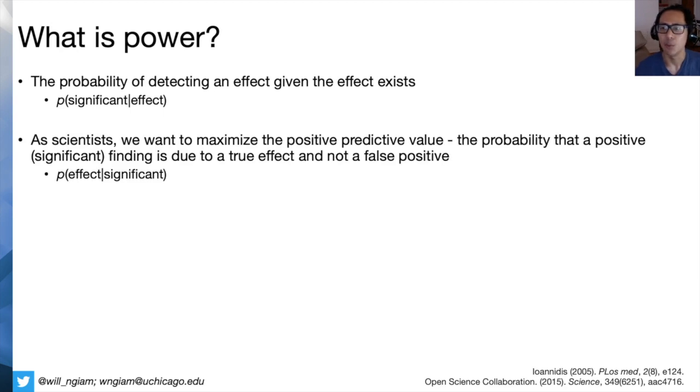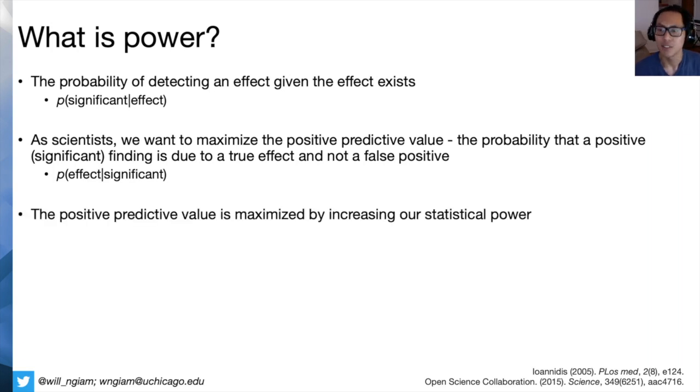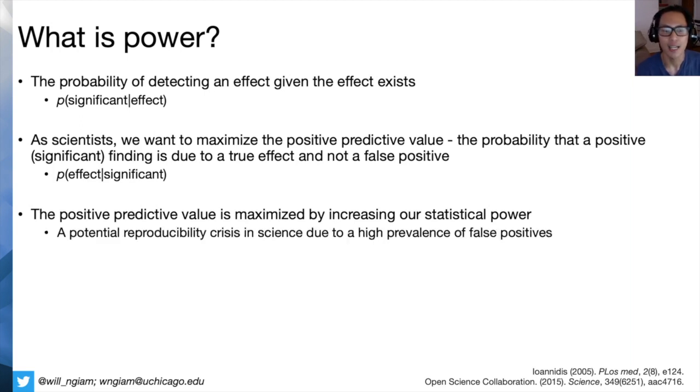But as scientists, we want to maximize what is referred to as the positive predictive value. So the probability that a positive or a significant finding is due to the true effect and not due to a false positive. So I've written that as the probability of an effect given a significant result. But the positive predictive value is maximized when we increase our statistical power. And when that doesn't happen, it can cause a potential reproducibility crisis in science that you might have heard about.